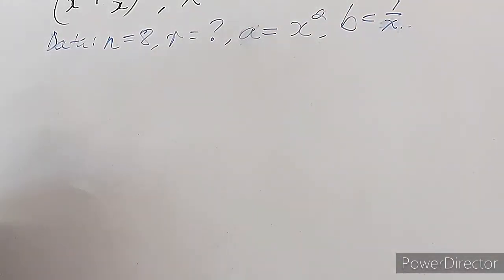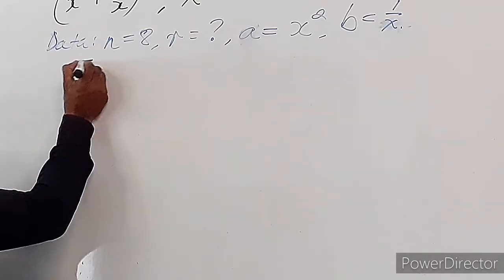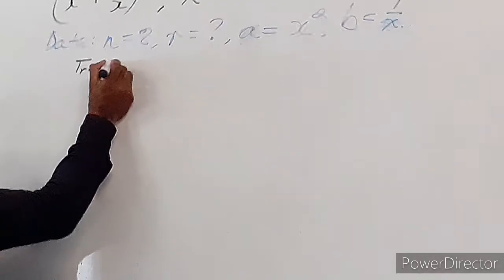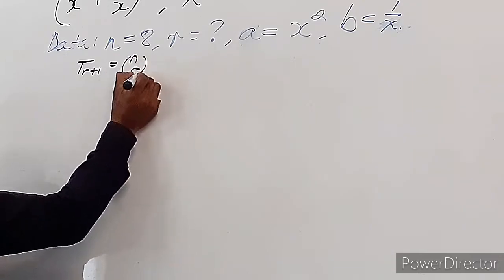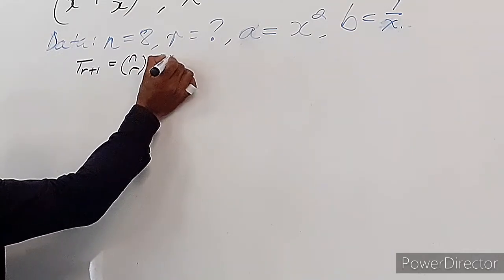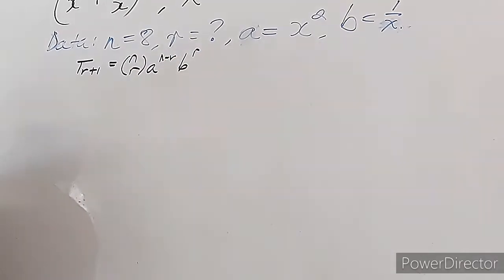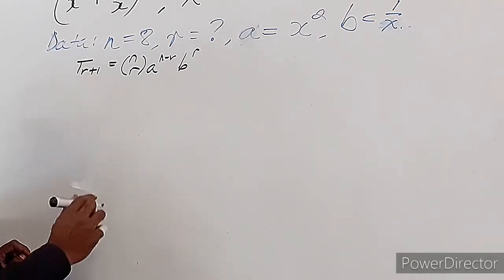Now I will substitute into a general formula. The general formula is given as T_(r+1) is equal to n choose r, a to the power of n minus r, b to the power of r. This is the general term of a binomial expansion or binomial series.